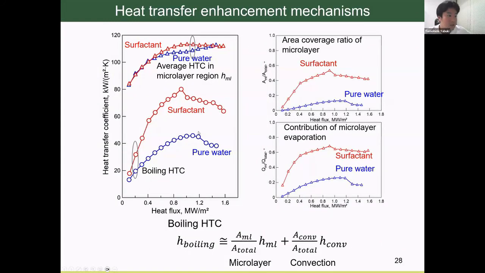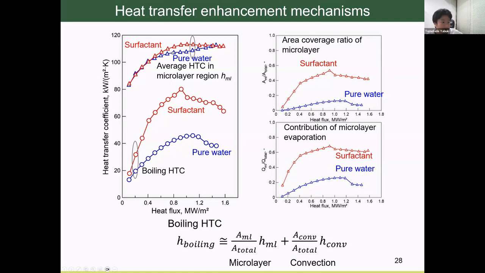And then I'd like to discuss the heat transfer enhancement mechanisms. And here, the boiling heat transfer coefficient can be approximately expressed by this equation. This shows the area coverage ratio of microlayer for the pure water case and surfactant. And for pure water it is small, as I said. But the important thing is that surfactant addition greatly increased the area coverage of microlayer.